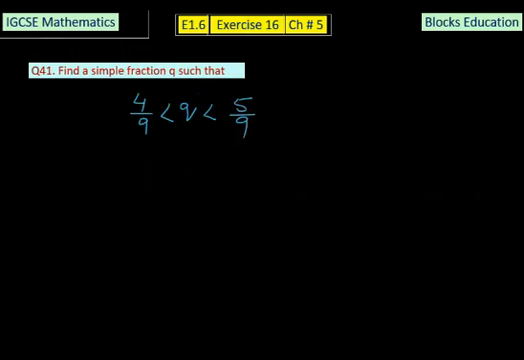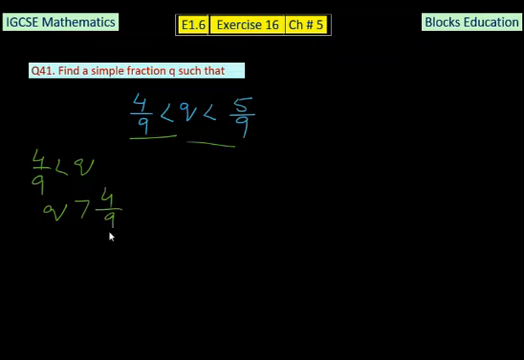Okay, so in question number 40, it says find a simple fraction q such that, now what's the condition? 4 over 9 less than q less than 5 over 9. So we will use the same methodology. We'll divide this inequality into two parts, this one and this one. So it will be 4 over 9 less than q, or we can say, simply speaking, q greater than 4 over 9. And 4 over 9 is almost equal to, we can say, q greater than 0.4, almost 0.4 something, right? And here take another inequality, q less than 5 over 9.